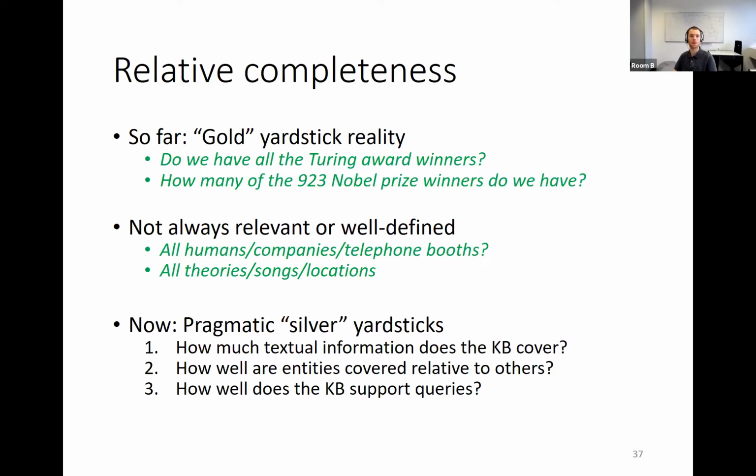Last part, which is relative completeness and the wrap up. So far, we've implicitly assumed a gold yardstick, namely reality. So the questions we were asking were, do we have all the Turing Award winners, or how many of the Nobel Prize winners do we have?